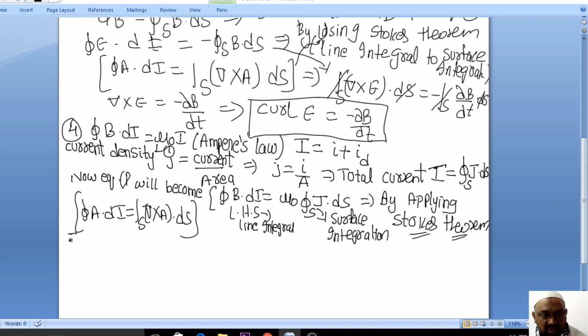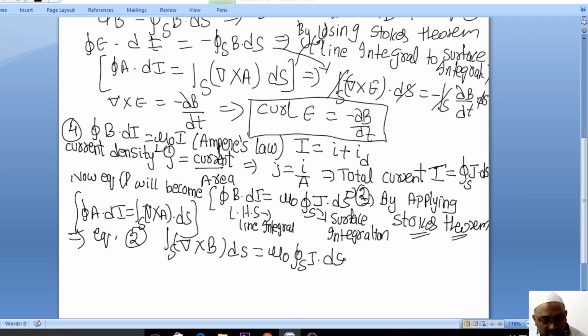Everything is clear now. Let us consider this equation as equation 2. Equation number 2 will now become the surface integration of del cross B·dS, which is equal to μ0 times the surface integration of J·dS. Please concentrate, you will easily get it.